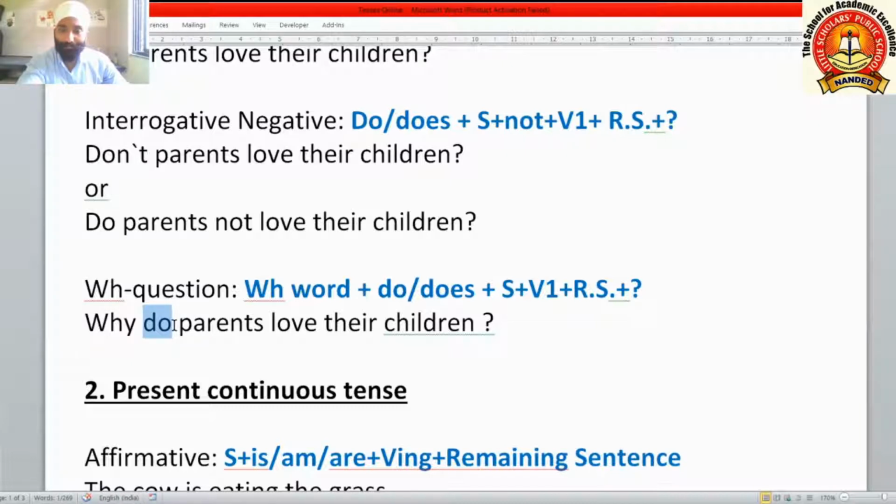Thereafter the helping verb. Do we have used, because parents is a plural noun here. Thereafter the verb will come in the V1 form only, because in interrogative sentences also we use the helping verb. This is why the verb is in the V1 form, no S form or ES form. Why do parents love their children? If we use this sentence, why does Rohit love his children? Here does we are using in that sentence. This is why loves we will not use.